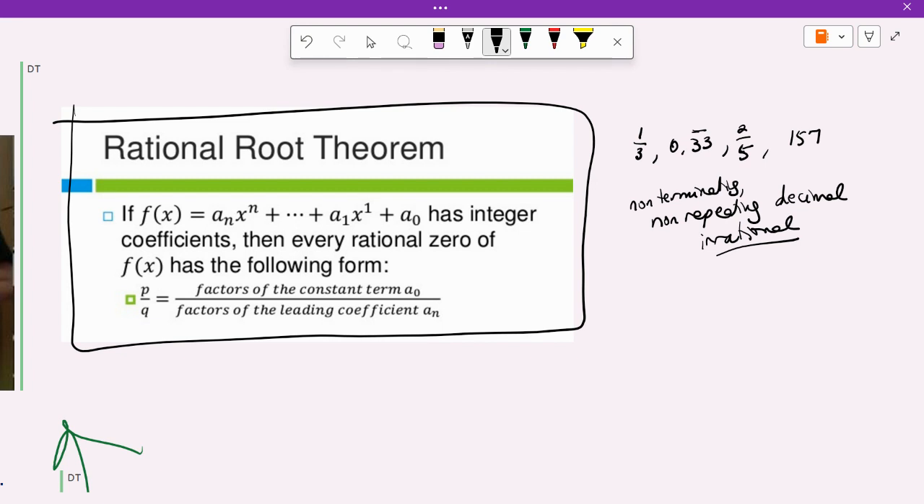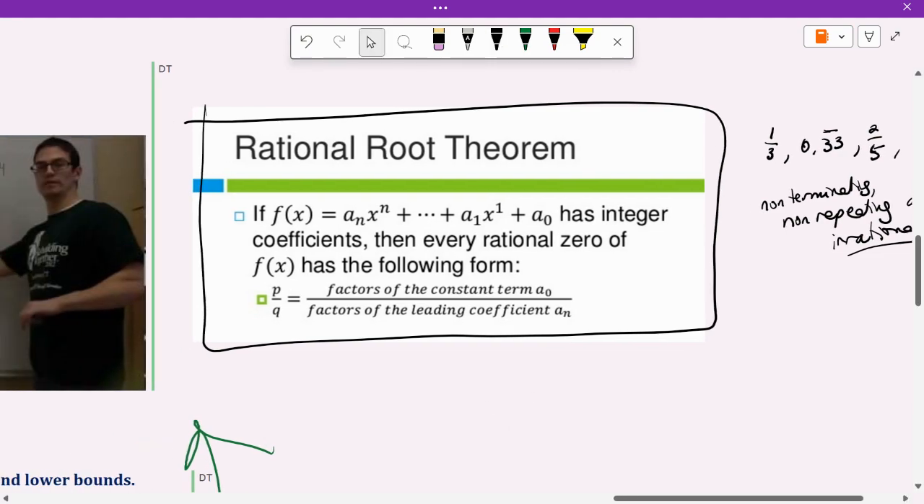This is talking about rational numbers. Every rational zero of a polynomial will be in this form. The numerator will be a factor of the constant term. The denominator will be a factor of the leading coefficient. Okay. So we'll talk more about that in just a bit.